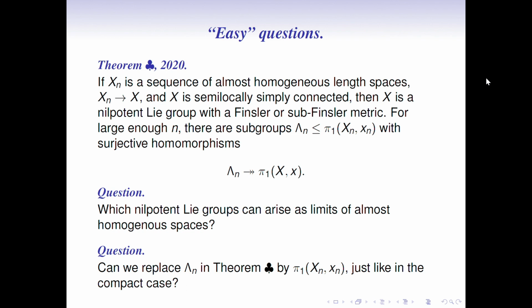My second question is, can we replace lambda_n in the theorem by the fundamental group of X_n just like in the compact case? Again, analyzing the proof of the theorem, one can translate this question into a question of nilpotent Lie algebras. Is it true that for any nilpotent Lie algebra, the dimension of the abelianization is at least the dimension of the center? I'm not an expert in nilpotent Lie algebras, but my personal guess is that these questions are not that hard to solve.